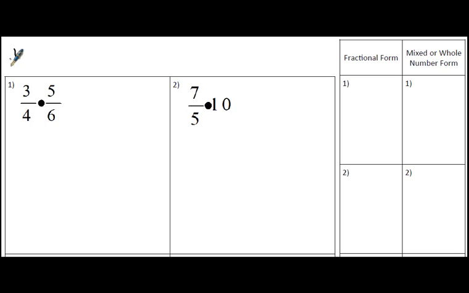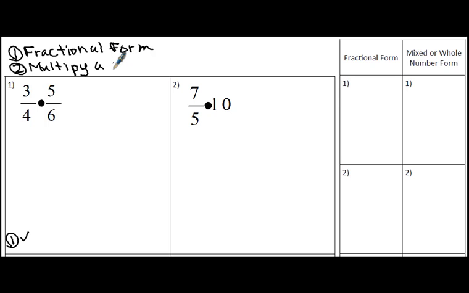Now we're going to apply those 4 steps. So we need to remember that step 1 is to get both numbers into fractional form. So if I look at problem number 1, I'm going to make sure that they're in fractional form before I do anything else. And 3/4 and 5/6, those are both proper fractions. So I don't have to do anything to set this problem up.